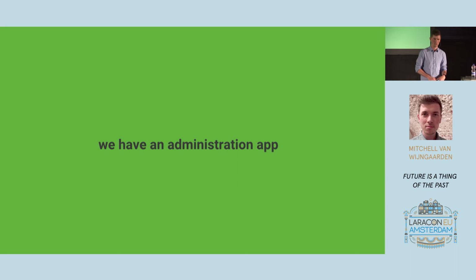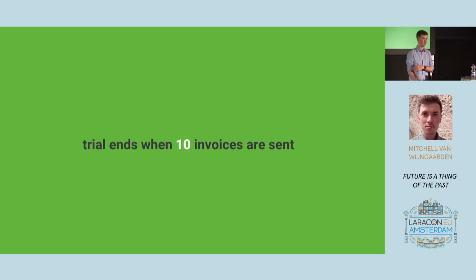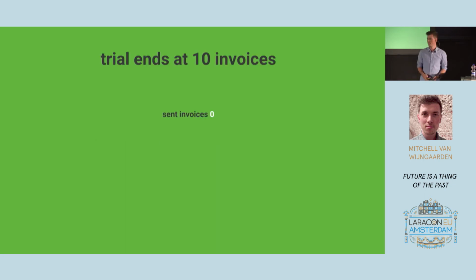A good example is an administration application, for instance, where the trial ends after 10 invoices. Our trial has nothing to do with time. It's just that when someone has sent 10 invoices, that's when their trial ends, and that is when they get an email that says, hey, your trial ended, so give us money.